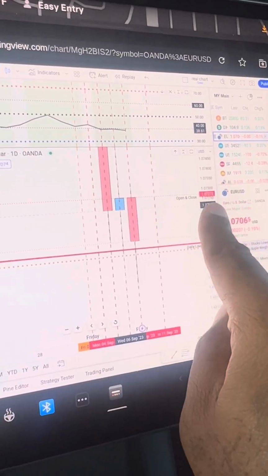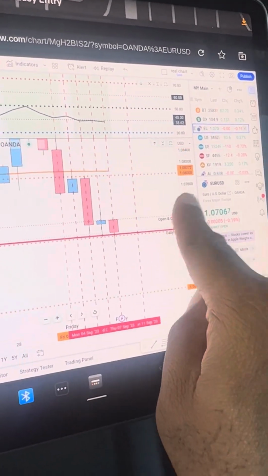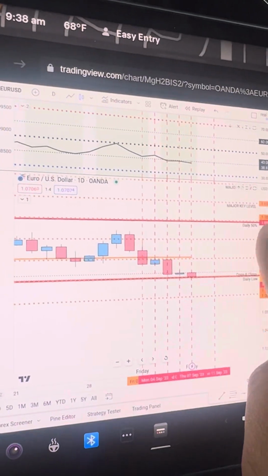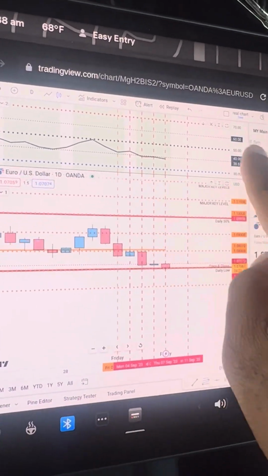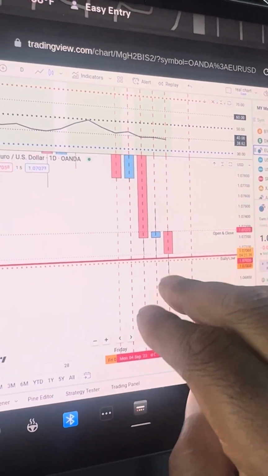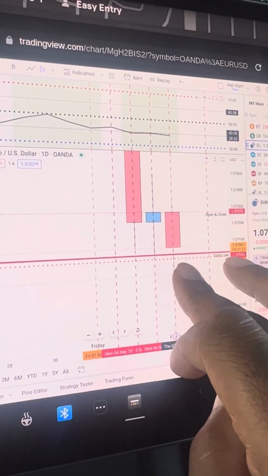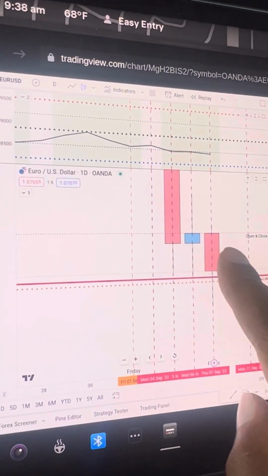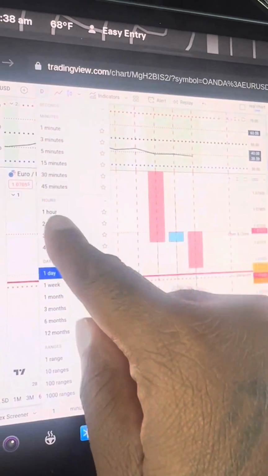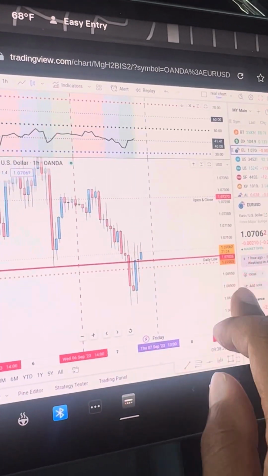So we know that the daily low is from this last wick. And then we know we got the 50%, and then we got the daily high. All right, so we do know all of that. All right, so now we go back to scale down to the hourly. Boom, and we see what's going on right now.